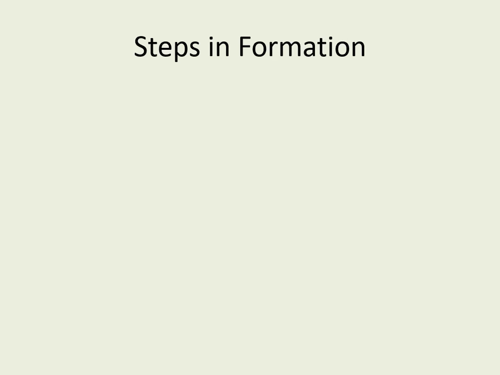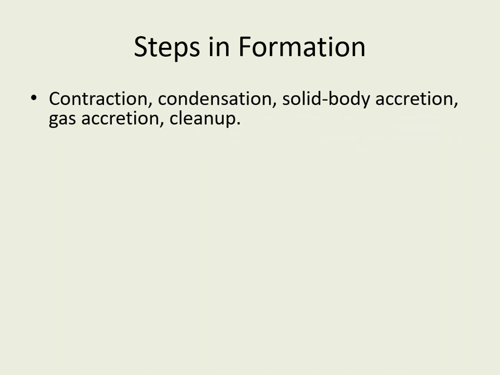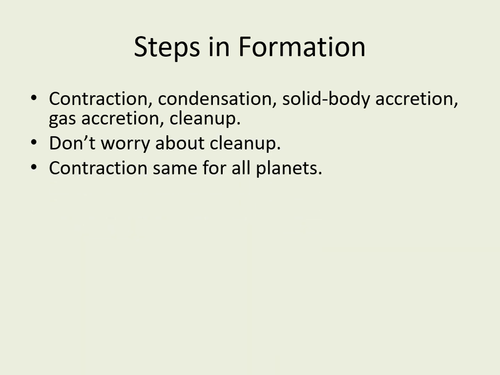Now let's look at the steps in solar system formation. If you've done the solar system formation flowchart, that can help guide you as well. Remember that the major steps are contraction, condensation, solid body accretion, gas accretion, and cleanup. Since we're looking just at the planets themselves, we're not so worried about the cleanup phase. Contraction is the same for any planet, since it just gives the star with a disk around it. It's the middle 3 steps where your description will be different depending on the type of planet.